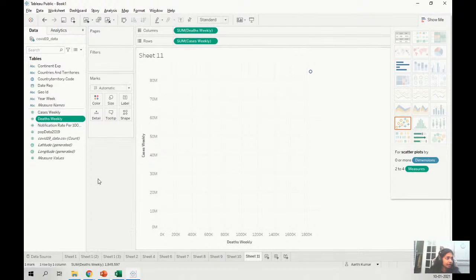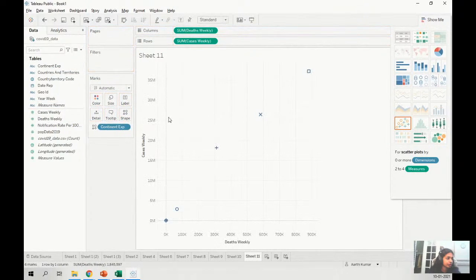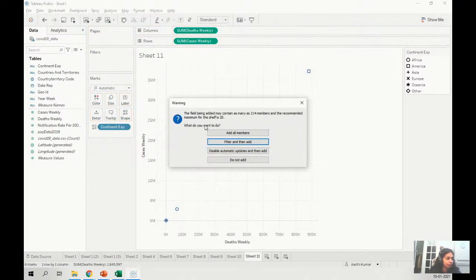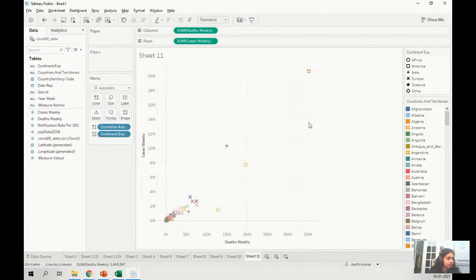Here you can add dimensions. Let's say we want to add continents. Let me drag and drop here, right? So the dimension that it has taken is shapes. So different shapes denote different continent. And in case you also want to add countries, I'm going to drag and drop it on color. I'm going to say add all members. So here this is USA, and this is Asia, India, and then this is America.